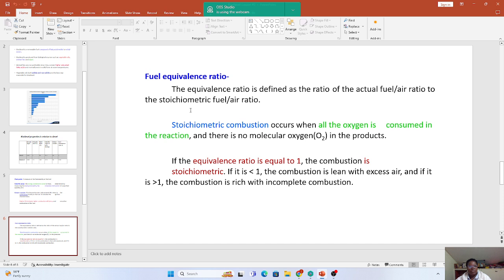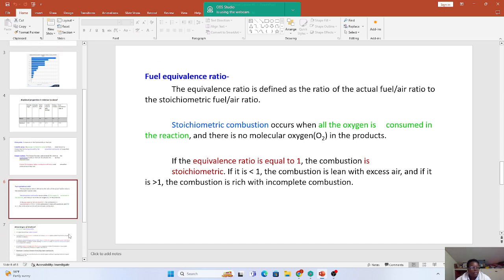Let's look at now the fuel equivalence ratio. This is defined as the ratio of the actual fuel air ratio to the stoichiometric fuel air ratio. And stoichiometric combustion occurs when all the oxygen is consumed in the reaction, and there is no molecular oxygen, O2, in the product. So there's no oxygen remaining, all of it has been consumed. If the equivalence ratio is equal to 1, the combustion is stoichiometric. So if it's 1 to 1. If it is less than 1, the combustion is lean with excess air. And if it is greater than 1, the combustion is rich with incomplete combustion. So this is a matter of how much oxygen is consumed. It should be almost a ratio of 1 to 1, so that all oxygen is consumed and there's no excess oxygen remaining.